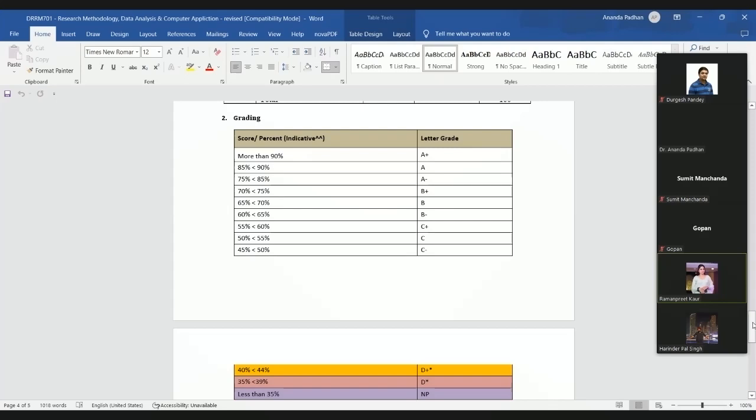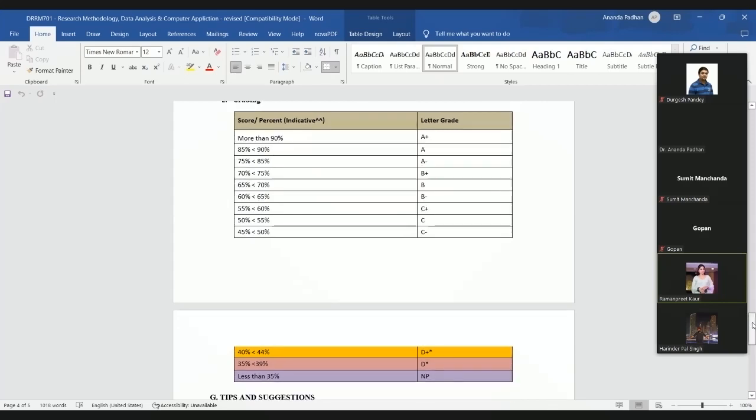You can see this. So 55% you can see this here. It comes C plus, as I had told you earlier. So it should be above this.